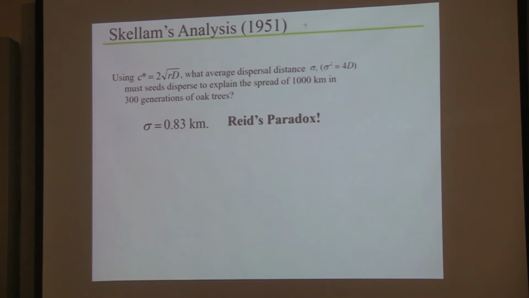So this was called Reed's paradox. And it's an essential paradox. If we're going to use theory and we see that it fails abysmally, we have to find out what's going on somehow. And this is partly why Skellam was so influential. He really confronted theory with data and then got people to think about things in a new way.